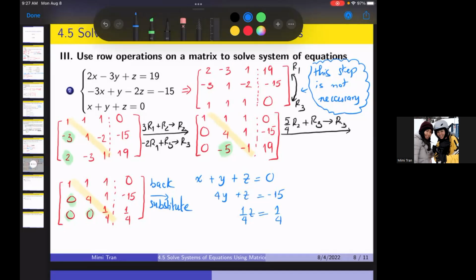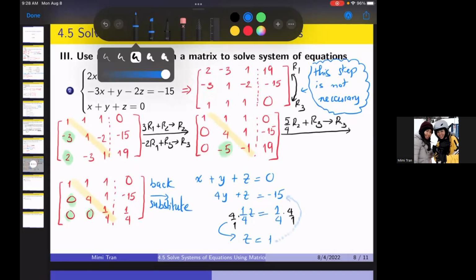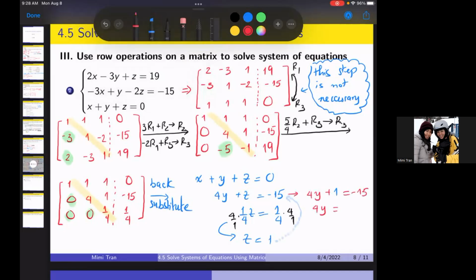You can solve for z by multiplying both sides by 4, or 4 over 1 like that. Cancel, so z equals 1, and you substitute it back. Maybe I'll substitute back on this one, right? Don't go all the way up there, just backtrack, kind of like last time we did. Okay, so this one is 4y plus z, which is 1, equals negative 15. 4y equals negative 16. y equals negative 4.